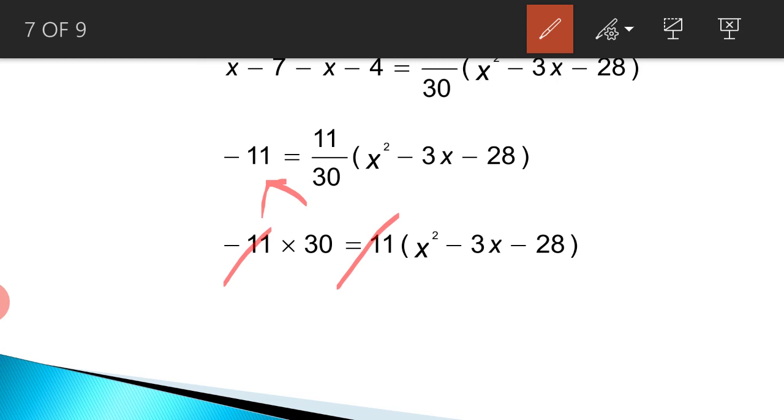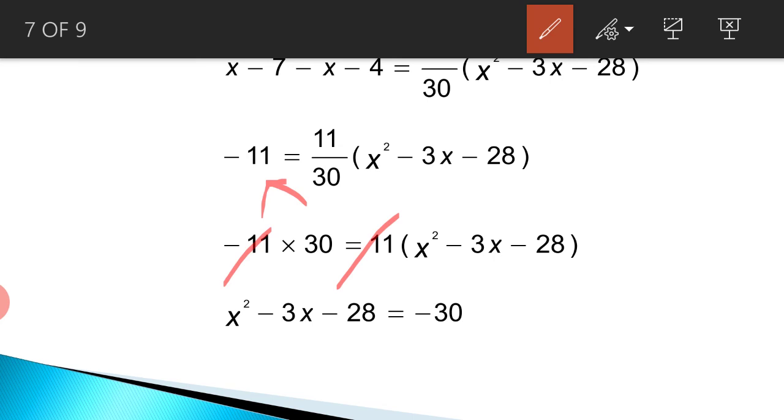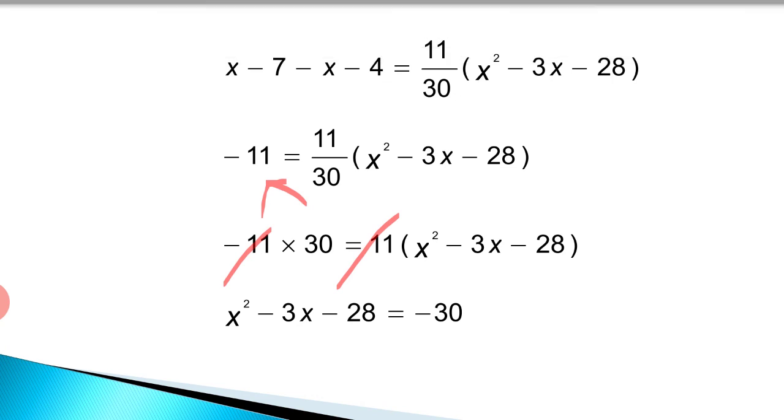So minus 11 and 11, what will we cancel? 11 will be cancelled. So now what will be there in the LHS? It will be minus 1. I have shifted minus 30. And now what I did, I have swapped. So now x square minus 3x minus 28 is equal to minus 30. So two things I have done simultaneously. Which two things? I have cancelled 11 and then I have exchanged LHS with RHS. Is it okay?